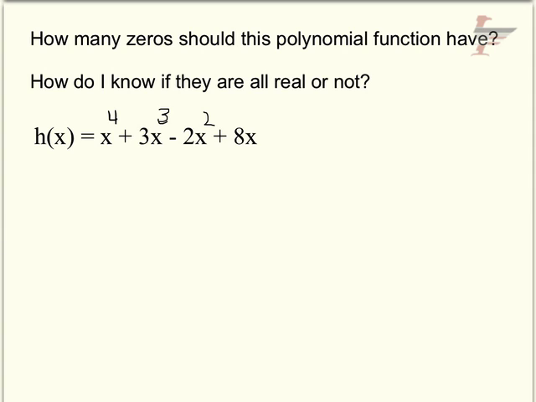Okay, so this one a little more quickly. How many zeros should this polynomial function have? Well, if I look at the function x to the 4th plus 3x cubed minus 2x squared plus 8x, my degree is 4, so I know that I should have 4 zeros. How do I know if they're real or not?